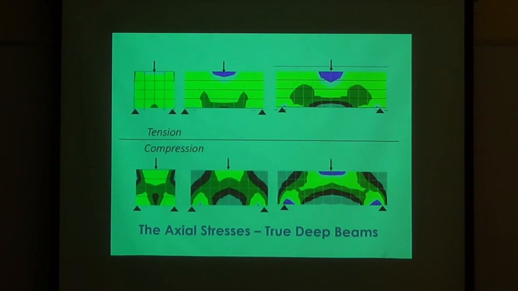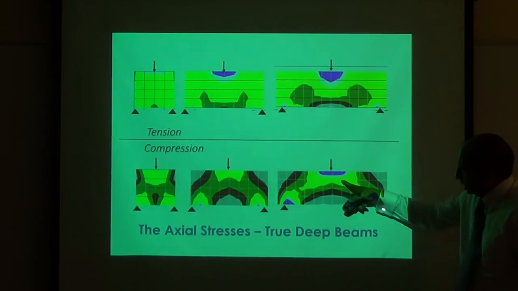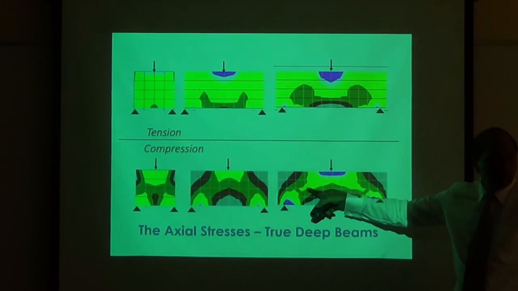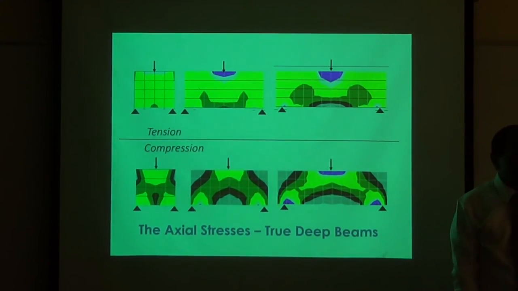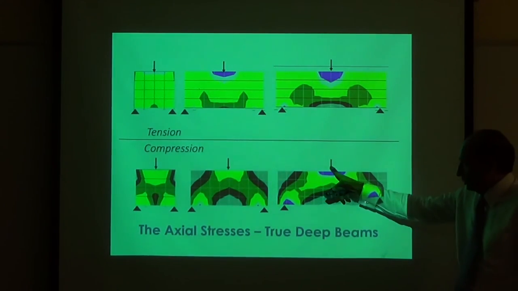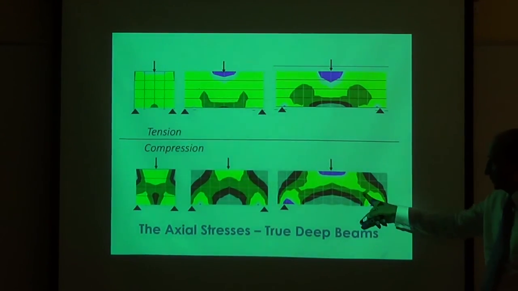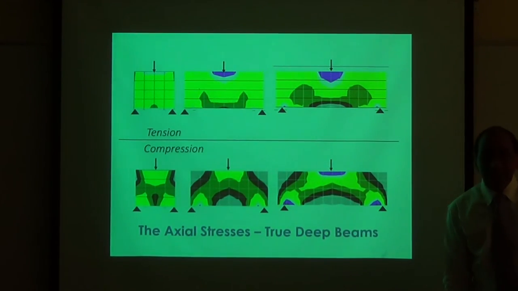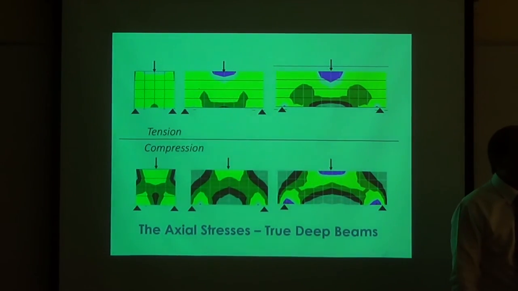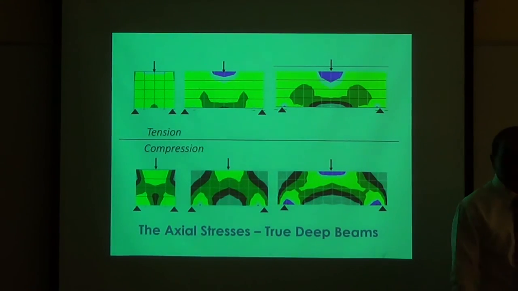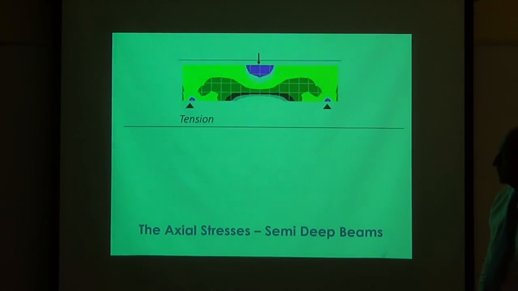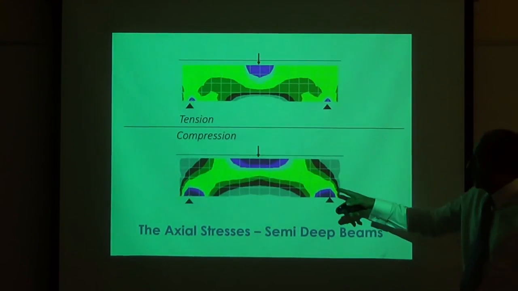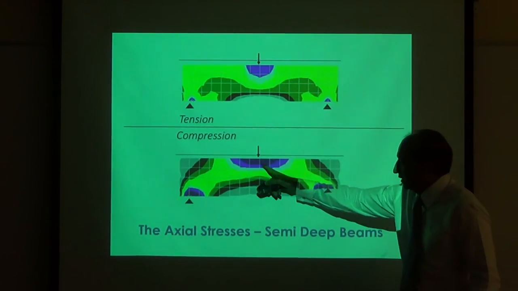until here, there was a direct path: the yellow color was going up to the load. So the load can flow through the yellow path and this yellow path here, right? So up till here, it is still a true deep beam, all disturbed region. But as soon as we increase the length, it is now still here.